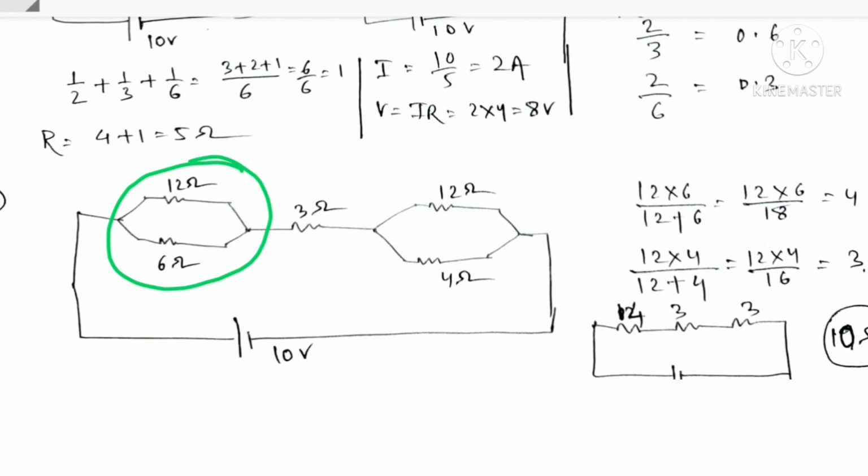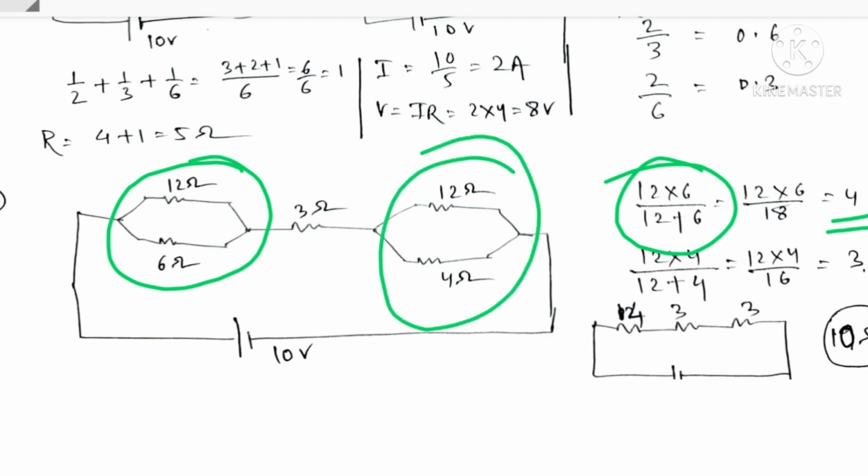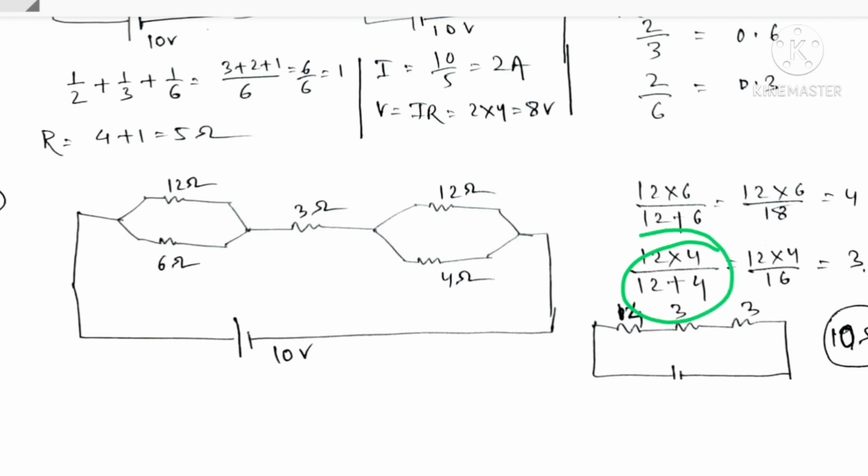Now the last question, you have to find the equivalent resistance in this case. So these two, 12 and 6, connected in parallel, equivalent will be R1 R2 by R1 plus R2, 4 ohm. Again these two, 12 and 4, connected in parallel, equivalent will be R1 R2 by R1 plus R2, found to be 3 ohm. Now this 4, this 3, and again this 3, they all 3 are connected in series. So equivalent will be R1 plus R2 plus R3, that is 4 plus 3 plus 3, 10 ohm.